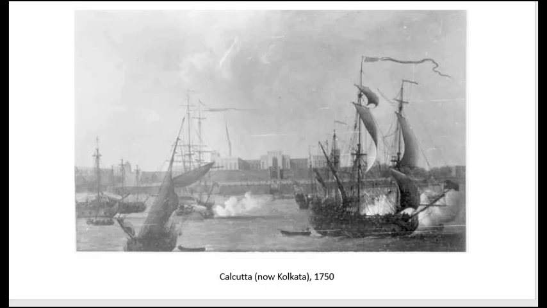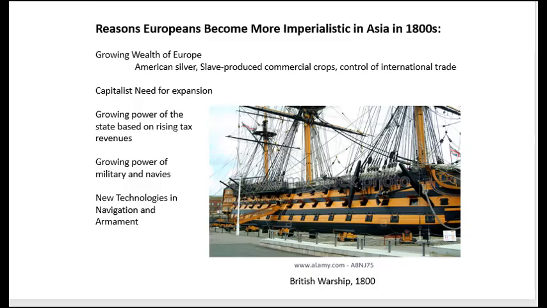And now we enter the age of far more intrusive European interference and imperialism in Asia, in British South Asia, and we'd also see British, French, and other European powers in Southeast Asia and in East Asia. But we'll stick to South Asia for this lecture.